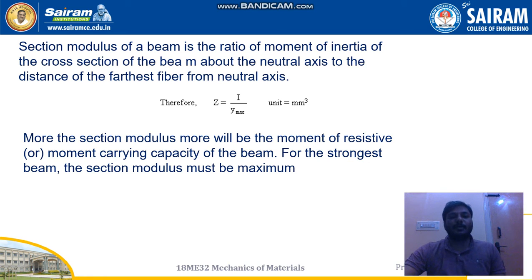Now the section modulus of the beam is nothing but the ratio of the moment of inertia of the cross section of the beam about the neutral axis. So the equation is Z will be equal to I by Y maximum, where Y is the maximum distance we consider, and I is the moment of inertia. The more the section modulus, the more the resistive moment carrying capacity of the beam. For the strongest beam, the section modulus must be maximum. So this is the relationship between the bending equation and the radius of curvature.